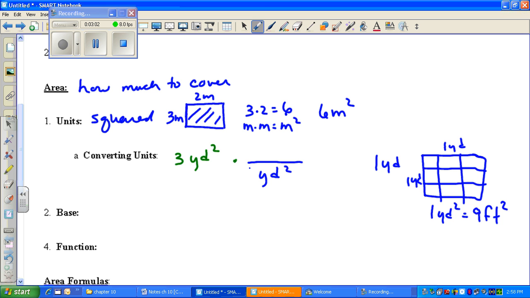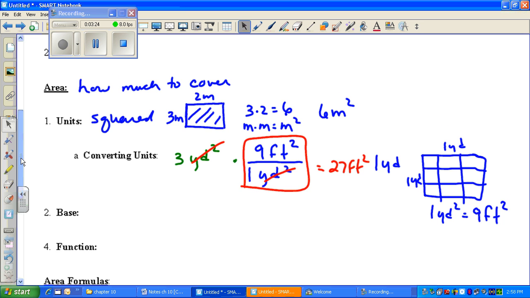So in 1 yard squared, we just saw that there are 9 feet squared. So dimensional analysis, this is my unit here of 1. My yards cancel, and this would be equal to 27 feet squared. So there's a power of 2 that's going on there that you have to be really careful of.